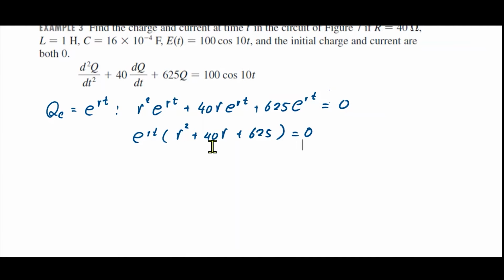And as you can see, this thing, the discriminant will be negative. This b squared minus 4ac. 625 is a big number, right?